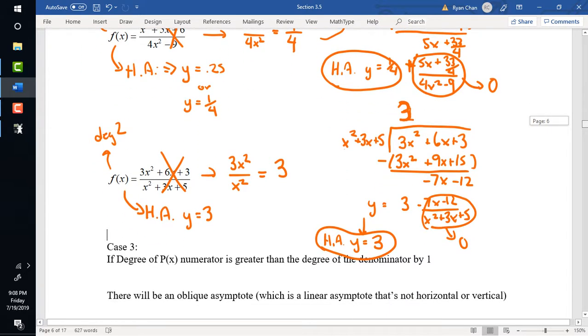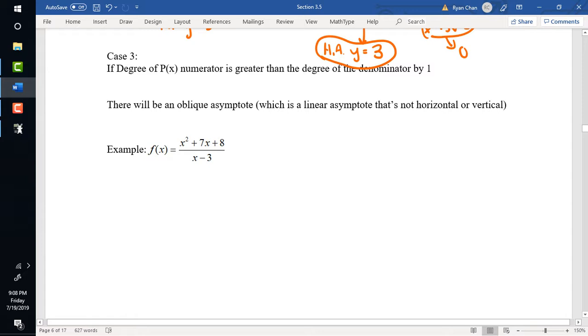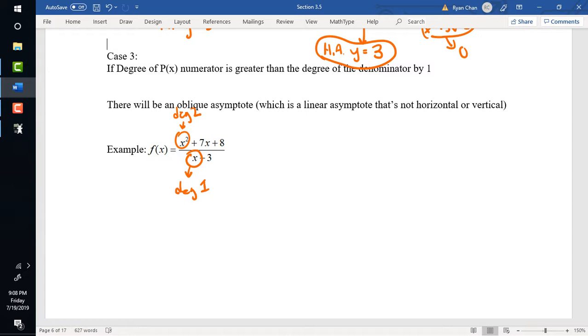So let's look at the third case. What happens if the degree of the numerator is greater than the degree of the denominator by 1, right? So if I look at this here, okay, this will be degree 2, right? And then this here will be degree 1. So I can also use long division.